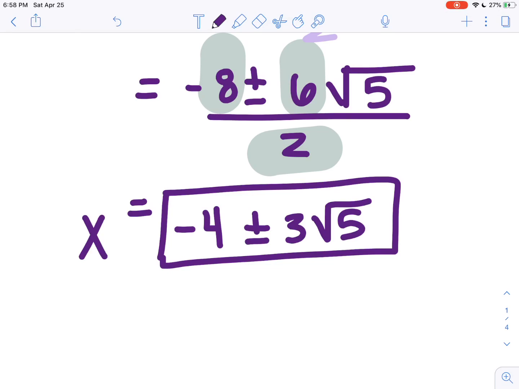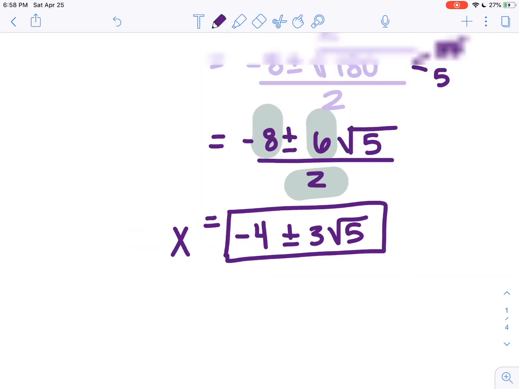My two answers can be written like this. The reason why you don't have to separate it into 1 plus and 1 minus is because you can't combine the 4 with the 3 root 5, because those are not like terms, right? The only way you could combine those is if they both had the same exact radical, which they don't, so that's my final two answers.